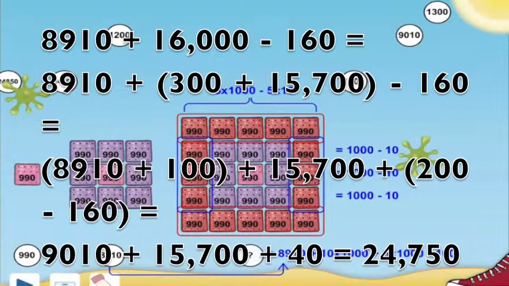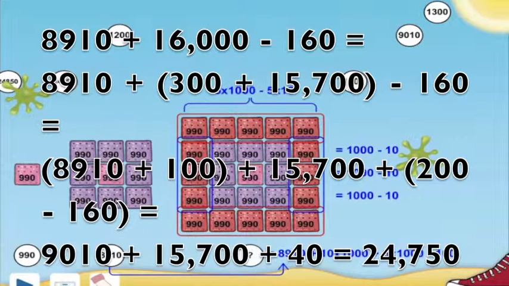We then have that 8,910 plus 16,000 minus 160 is equal to 8,910 plus 300, that's the 300 we pulled out of 16,000, plus 15,700, that's what remains from 16,000 when we pull away the 300, and then the minus 160. And that's equal to 8,910 plus 100. We're going to use 100 out of the 300 to add to the 8,910, plus our 15,700, plus 200 minus 160 in parentheses. We're going to use the remaining 200 and subtract 160 away from that.